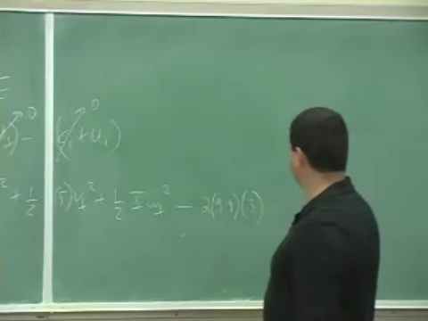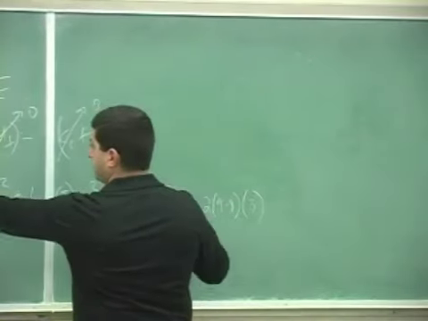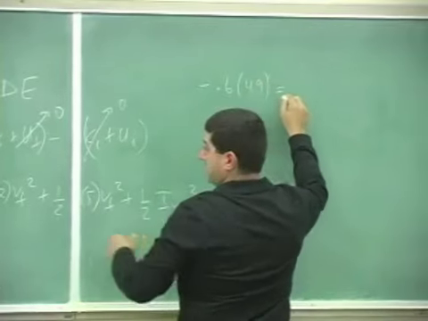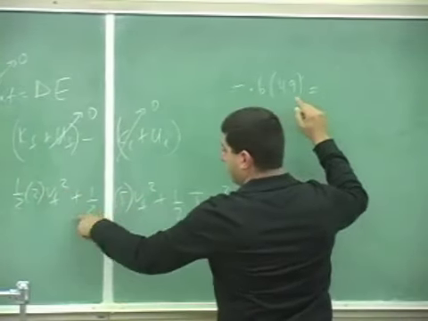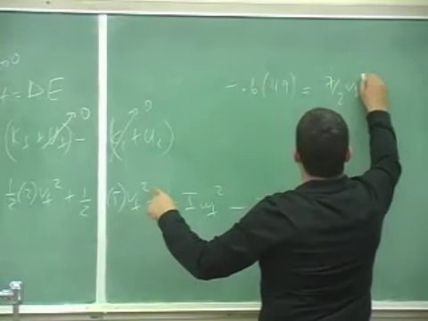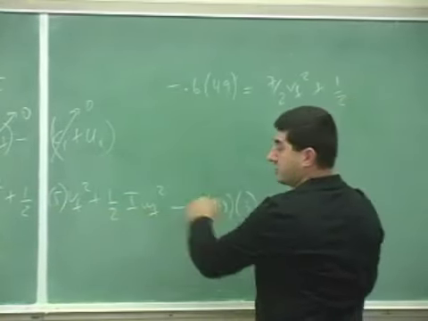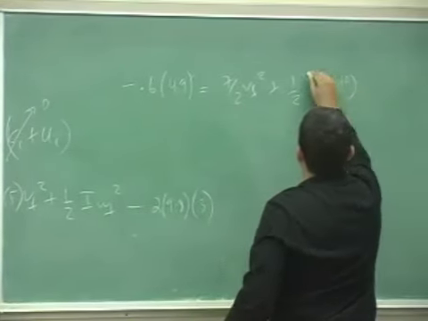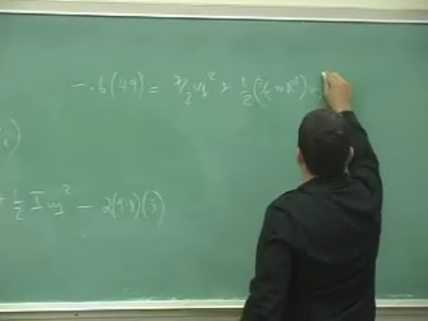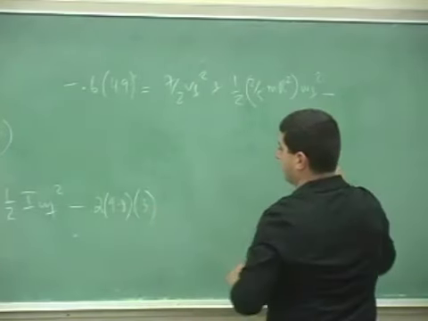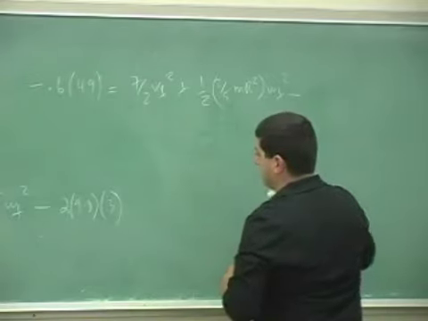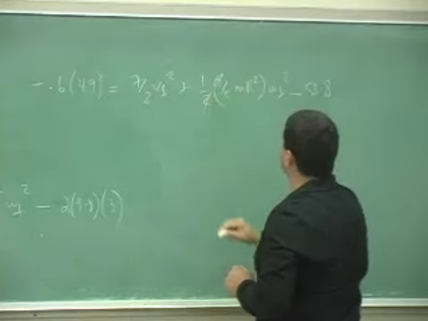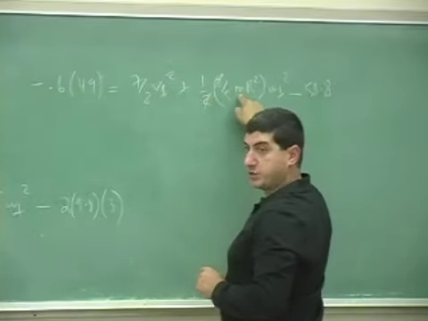So now we've got, let's see here, negative 0.6 times 49 is equal to 7 over 2 V final squared, plus half. Now you put in the moment of inertia as 2/5 m r squared, omega final squared, minus this one is 6 times 9.8, 58.8, right? And then the 2 and the 2 cancel. And then the mass is 1 kilogram.